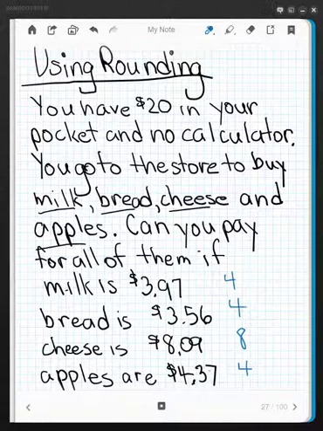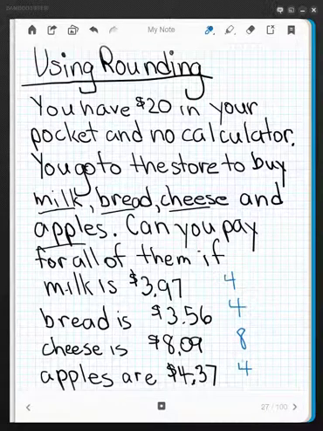Now this one we rounded down quite a bit, right? This one we rounded down a little. This one we rounded up quite a bit. We rounded up this one a little bit. So we're going to get a pretty good estimate here, aren't we? It's going to be really close. So let's see. 4 and 4 is 8. 8 and 8 is 16, and 16 and 4 is 20.